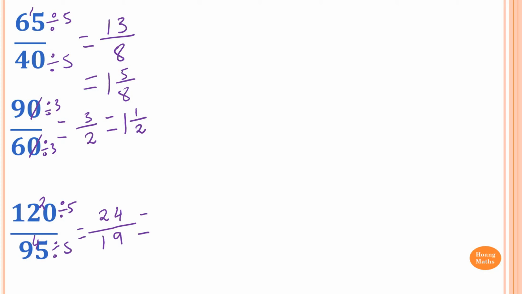So 19 go to 24 is 1. So remainder 5. Otherwise, just go 24 minus 19. So that gives me 1. 14 minus 9 is 5. And then 0. So the remainder is 5. So 1 and 5 over 19.